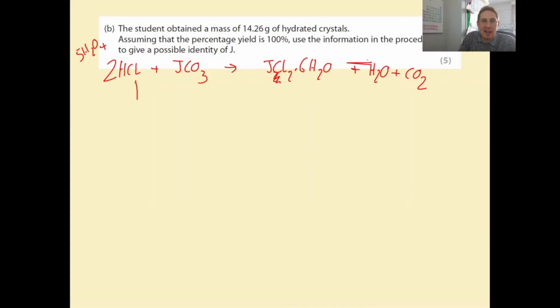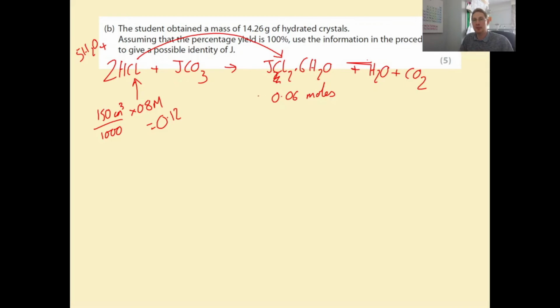So of the HCl, it was 150 cm³ times 0.8 molar. So divide that by 1,000 and we can work out the number of moles of HCl. 0.15 times 0.8, which is 0.12 moles. Now we therefore know that will give us half the number of moles, because it's a 2-to-1 ratio of this, so that should give us 0.06 moles of this.